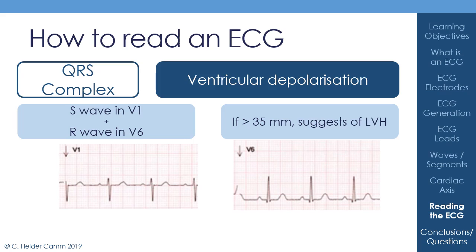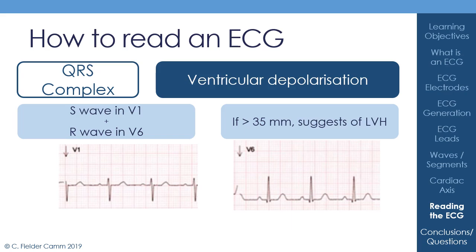And so because it's occurring towards it, it'll be a positive deflection in V6. And so we want to take the R wave in V6, and we add those two together, and the cutoff point that's been set is 35 millimeters. That's 35 small squares, or 7 large squares, and we say that that is suggestive of left ventricular hypertrophy.